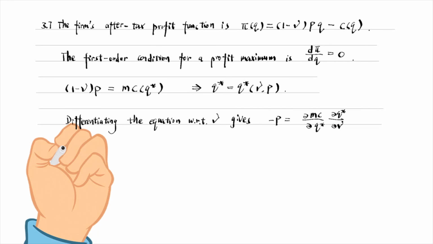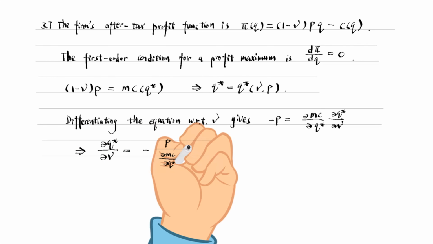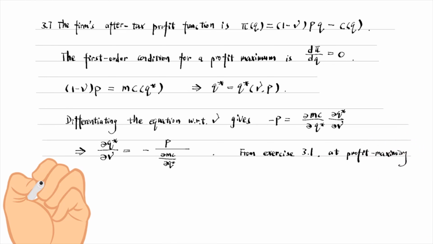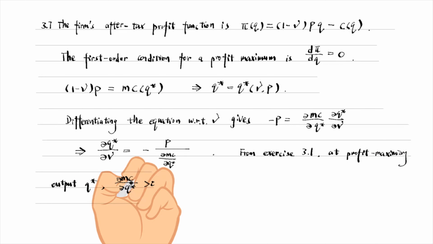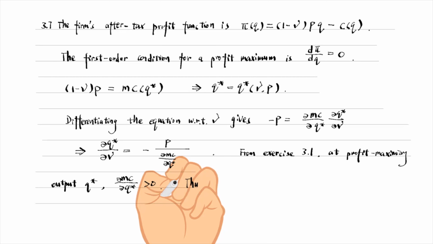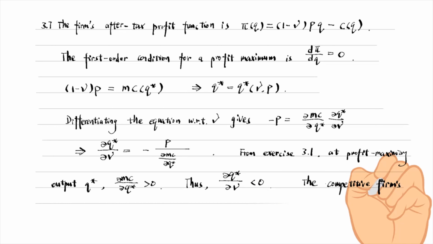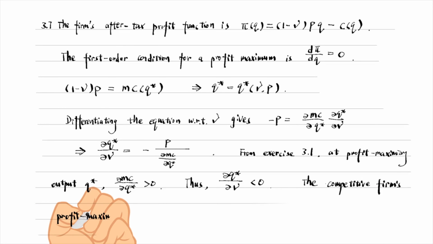The change in Q star in response to the change in the tax rate nu equals minus P divided by the partial of marginal cost over the partial of Q star. From exercise 3.1, we know that at the profit-maximizing output Q star, the slope of the marginal cost curve is positive. Thus, the change in Q star in response to the change in nu is negative. The competitive firm's profit-maximizing output decreases as the tax rate increases.